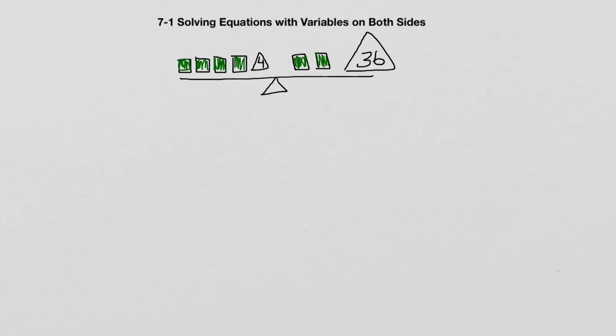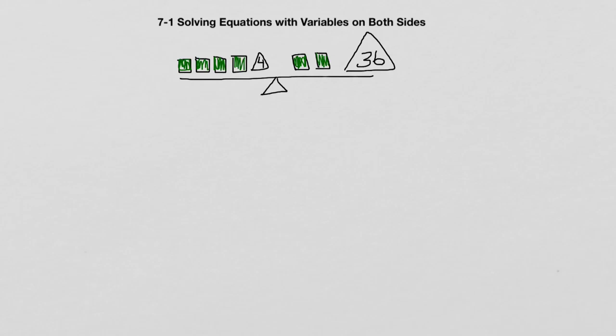Okay, today we're going to start a new chapter, chapter 7, and the whole chapter is about solving equations and inequalities, more complex than what we've done before. This first section is on solving equations that have variables on both sides. Our first example I'm going to do with a sort of visual representation.